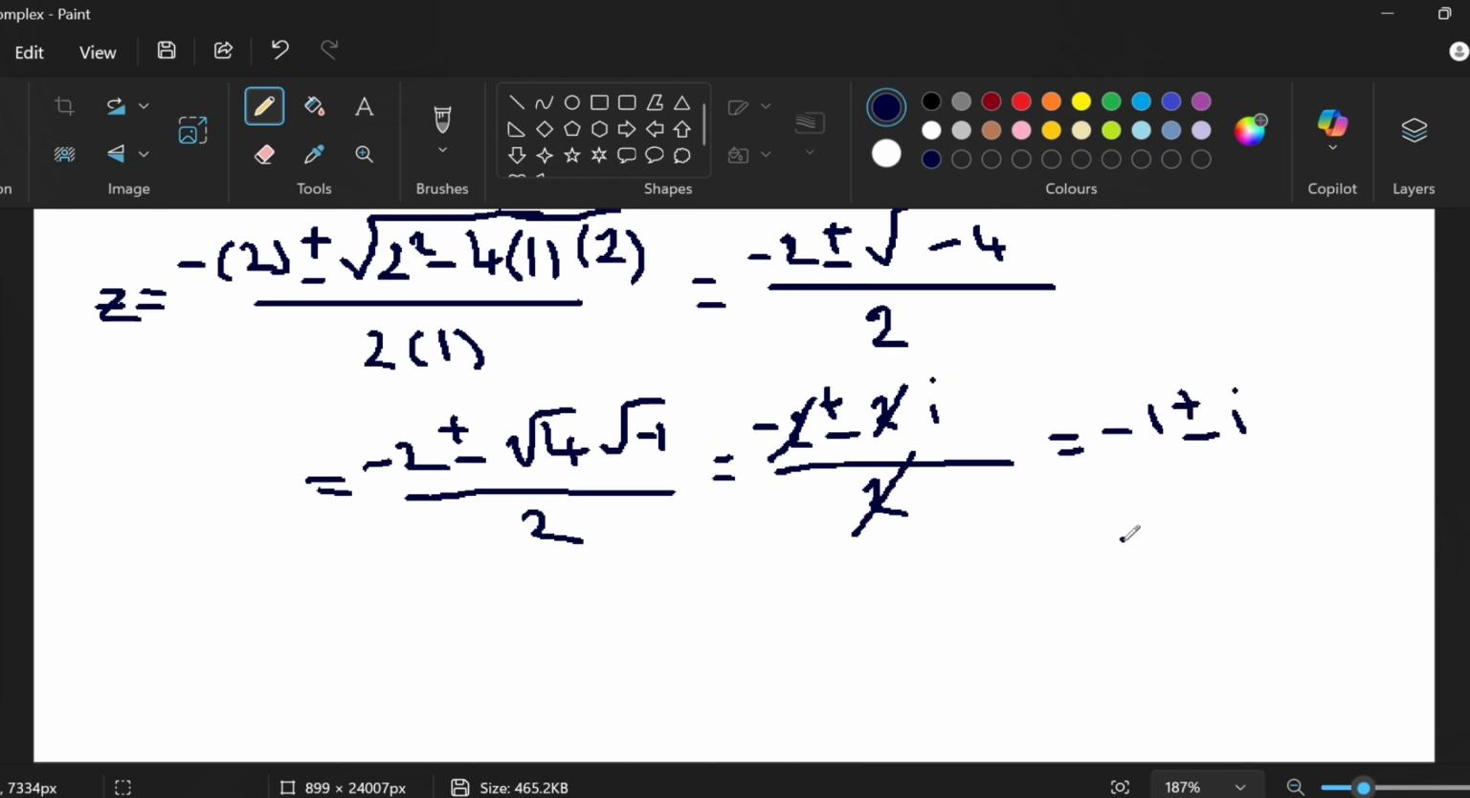And this shows the conjugate roots theorem because minus 1 plus i, let's say that's z, then its conjugate is just going to be minus 1 minus i, which is the other root, and also the conjugate because we changed the sign before the i.